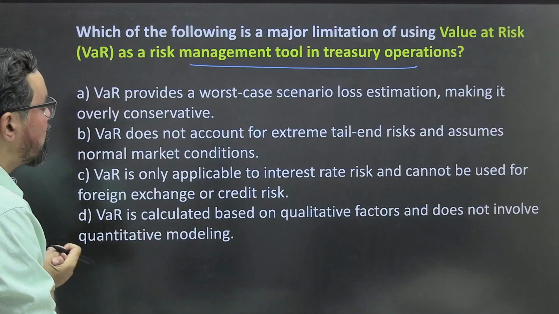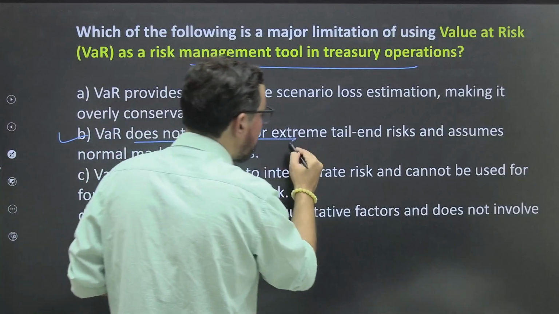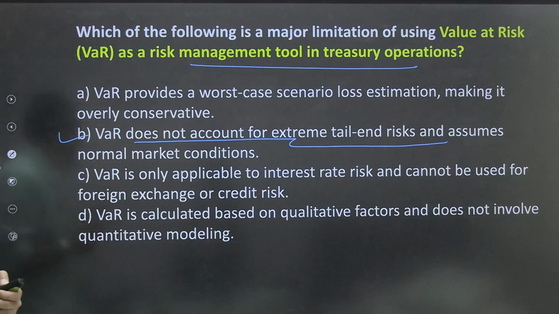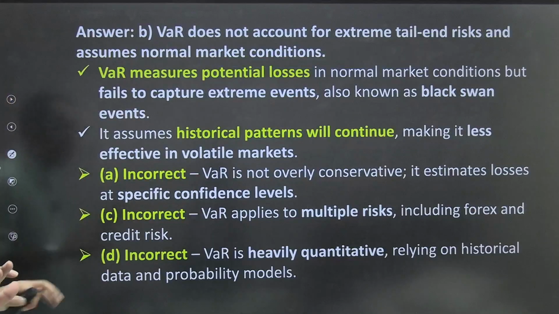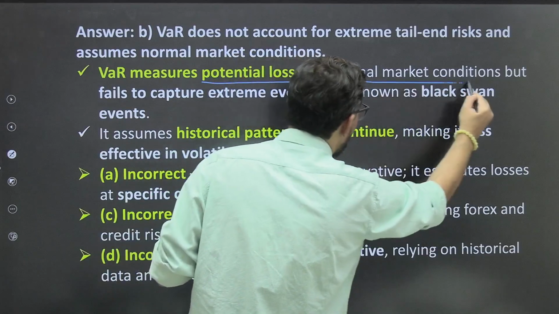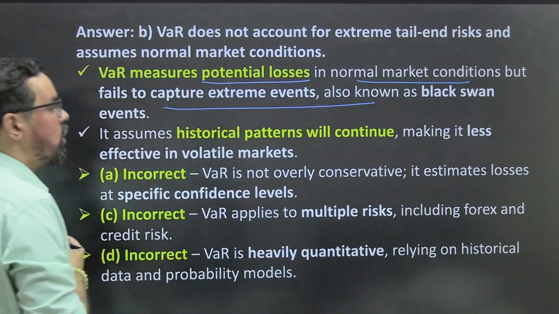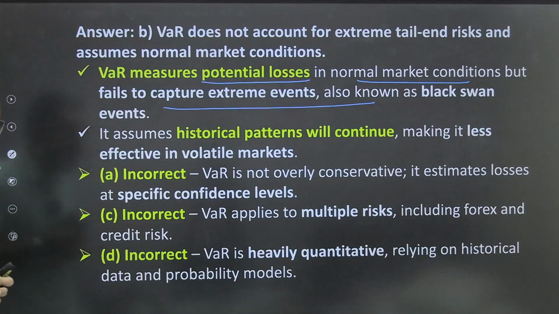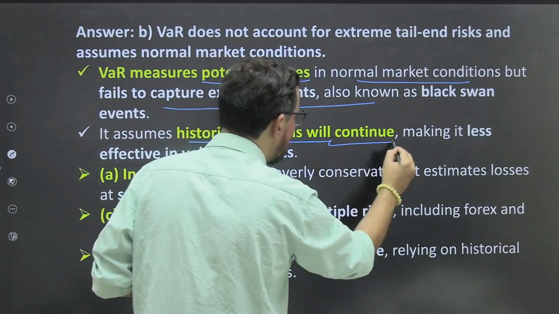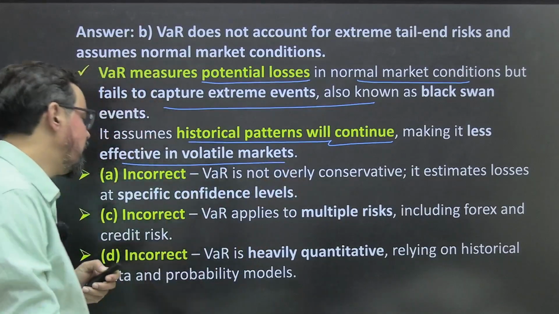VAR does not account for extreme tail end risk and assumes normal market conditions only. So option B, without any doubt, will be the right answer for this one. VAR measures potential losses in normal market conditions, but fails to capture extreme events, also known as black swan events. It assumes historical patterns will continue, making it less effective in volatile markets.